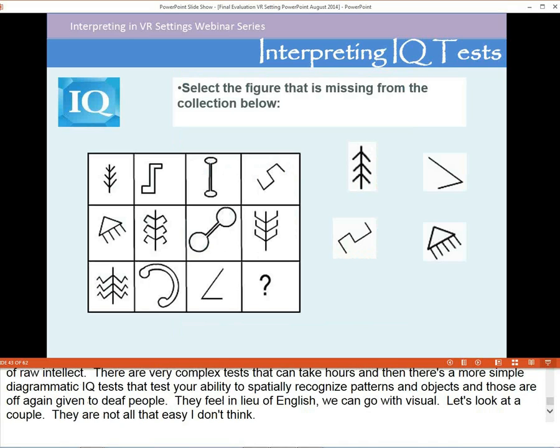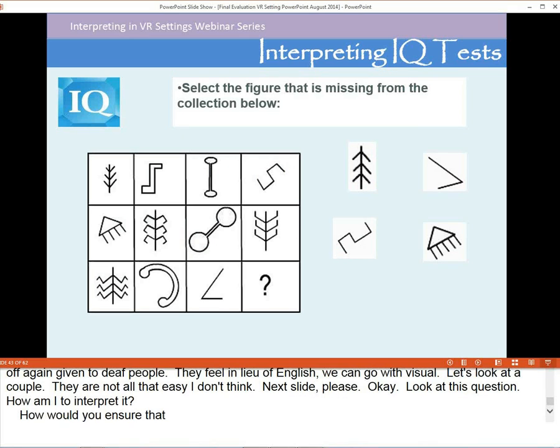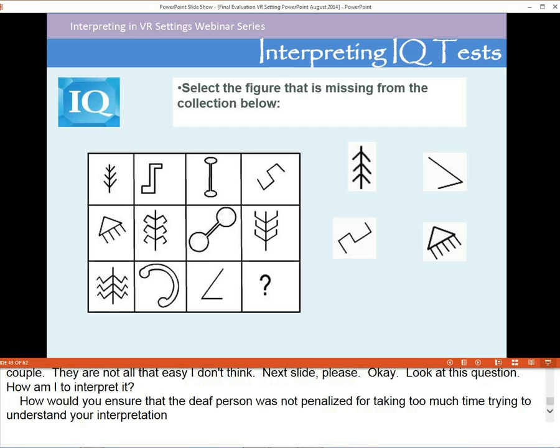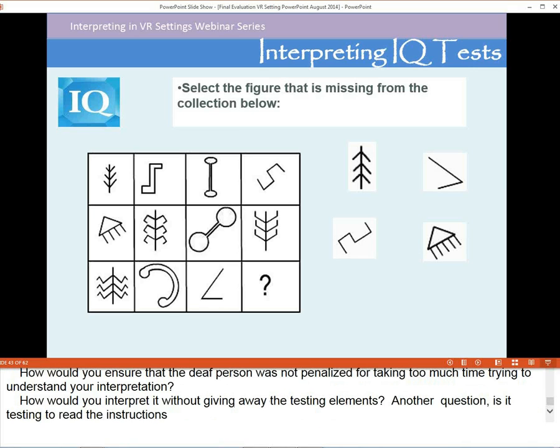Okay, look at this question. How might you interpret it? How would you ensure that the deaf person was not penalized for taking too much time trying to understand your interpretation? How would you interpret it without giving away the testing elements? Another question. Is it testing to read the instructions, to know how to read them carefully?